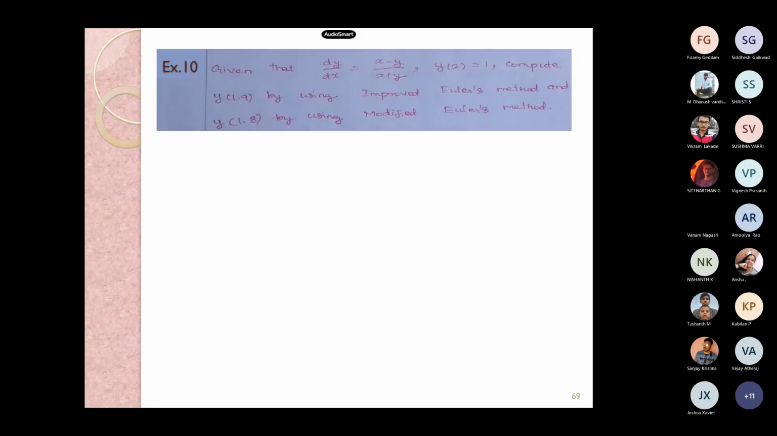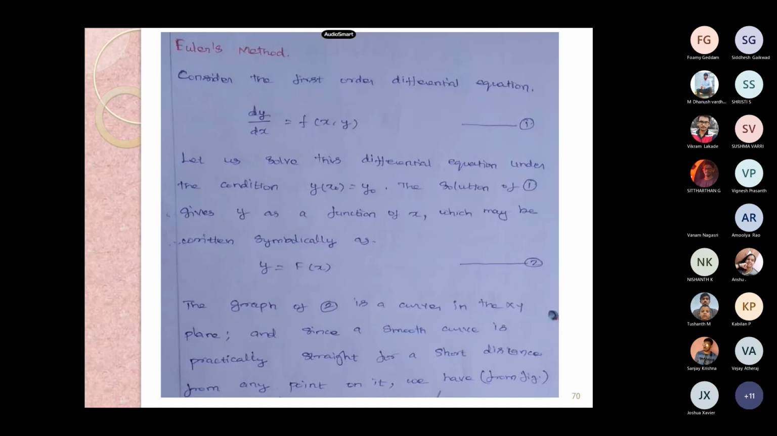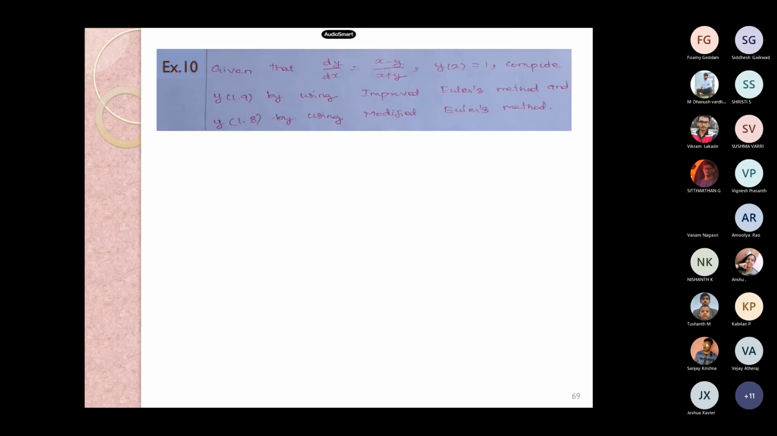And this is the other problem, that is given that dy by dx is equal to x minus y by x plus y, y of 2 is equal to 1. Compute y of 1.9 by using improved, in a problem they are requiring two different procedures. One is improved and the other one is modified. And you try to solve this particular problem.